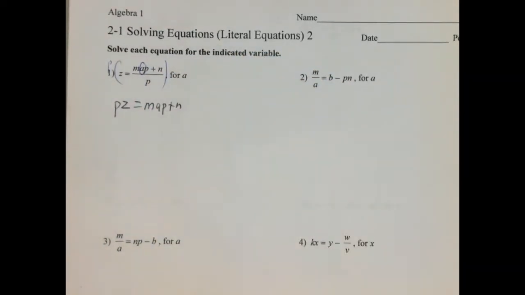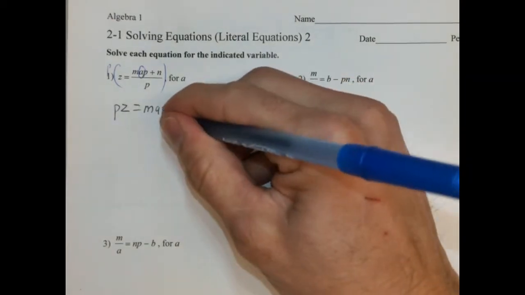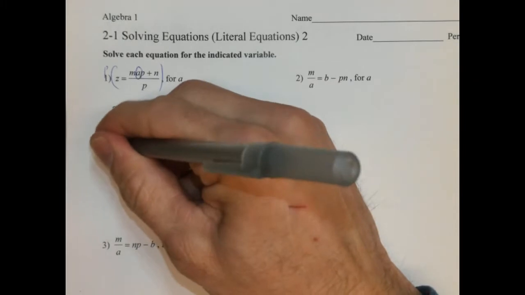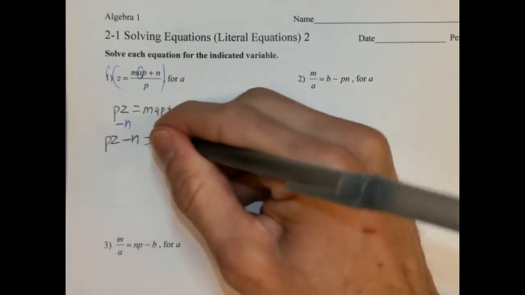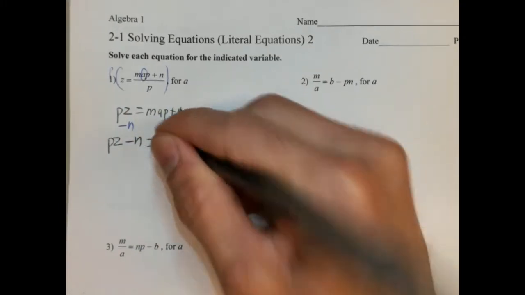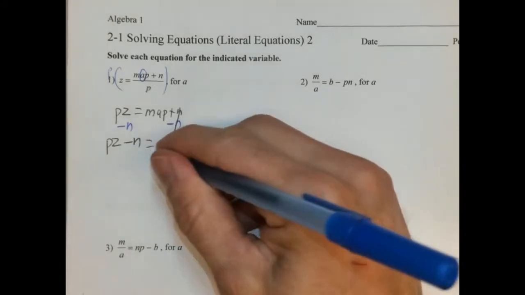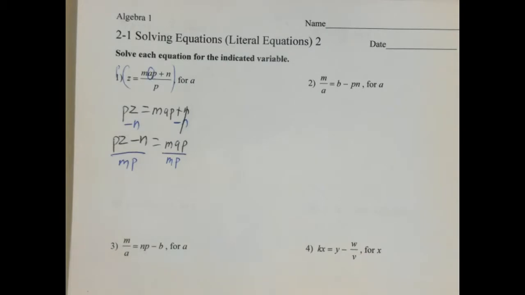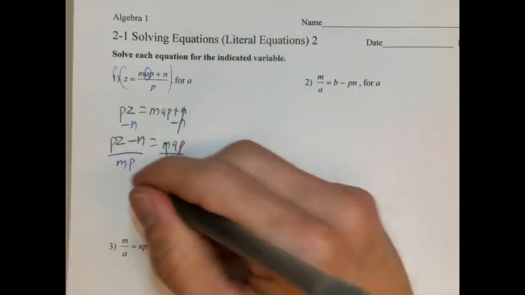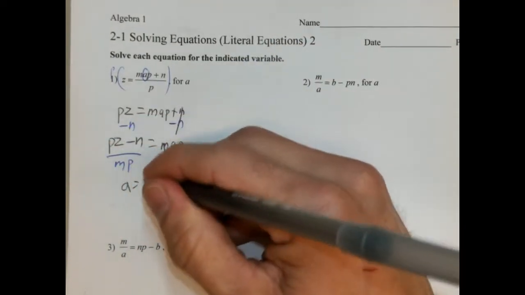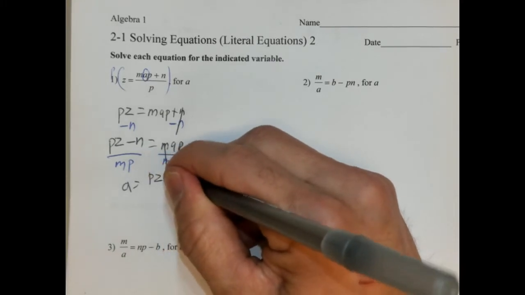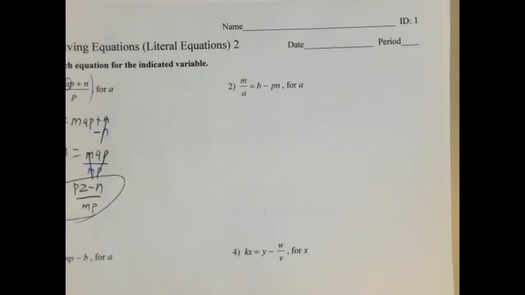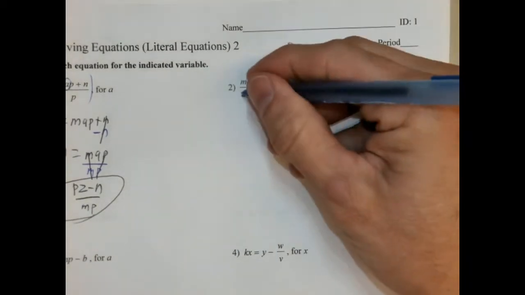Again, we're solving for a, so let's get rid of this n. N's almost like a constant right here, so we're going to subtract n from both sides. This cancels. We're going to have pz minus n equals map. And again, we're getting a by itself, so let's divide by m and p. These will cancel, leaving us with a, which is exactly what we want, and then all this. So a equals pz minus n over mp. That's it.